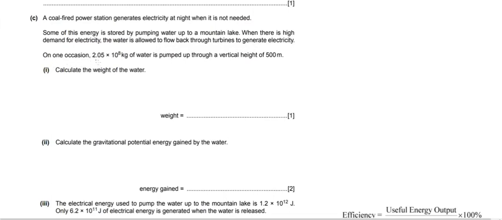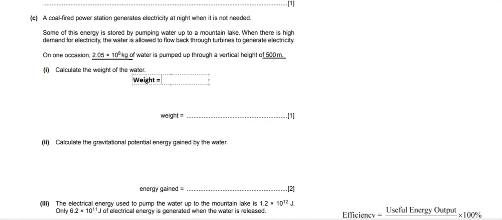On one occasion, you can see 2.05 × 10^8 kg of water is pumped up through a vertical height of 500 meters. Here, calculate the weight of the water. So the weight of the water is a very simple thing. We can directly find it out.